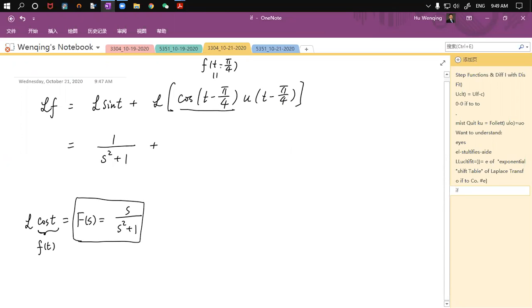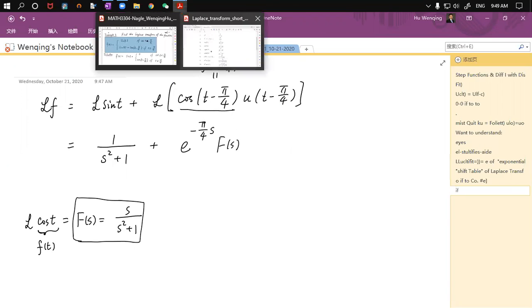Now you apply the shift table, which means that the cosine t is being shifted by pi over 4. So you are going to have a forward shift. Forward shift means that on the pre-image side, you're doing an ordinary shift. So that's going to be e to the power minus pi over 4 times s, multiplied by capital F of s. Remember, forward shift keeps the sign. Is that good for everybody? Okay, so that's a forward shift.